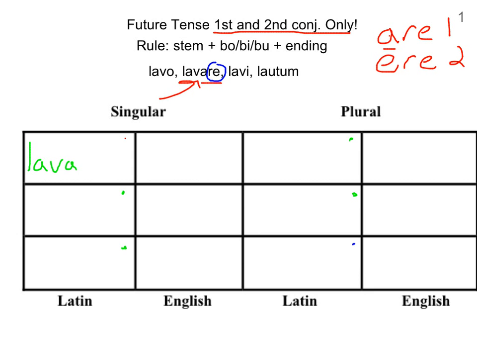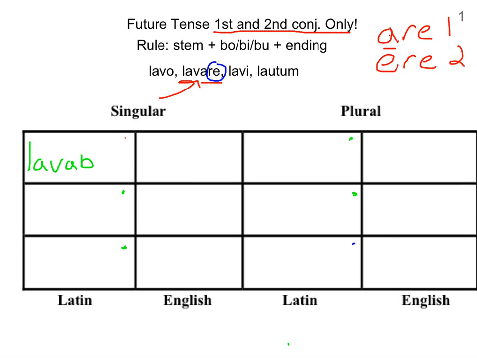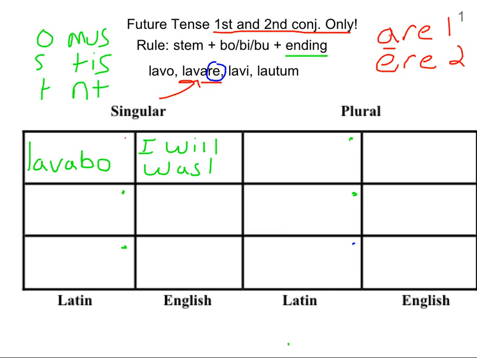Okay. So, LAVA, BO, and because this already has a person ending on it, O, that's first person. We don't need to add this ending up here for first person. And that's usually the case for most verbs. That person ending O is usually built onto it. If you recall the person endings O, S, T, mus, tis, nt. So this already has that O built into it. So we're good. And translation will be just as you would think with future. I will wash. Future tense.